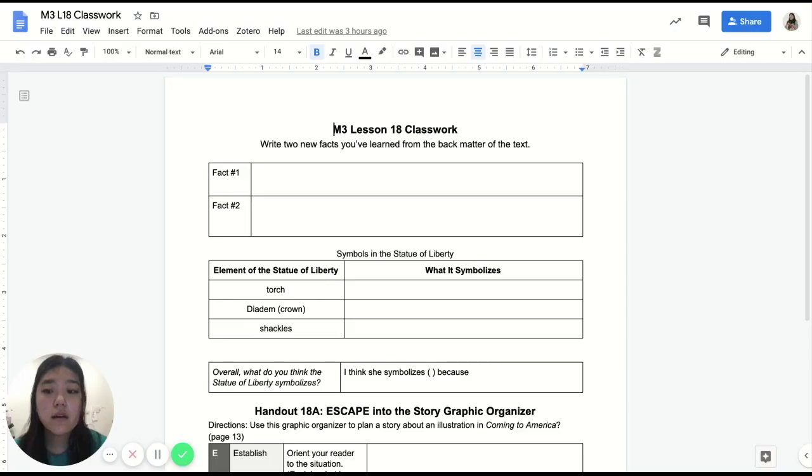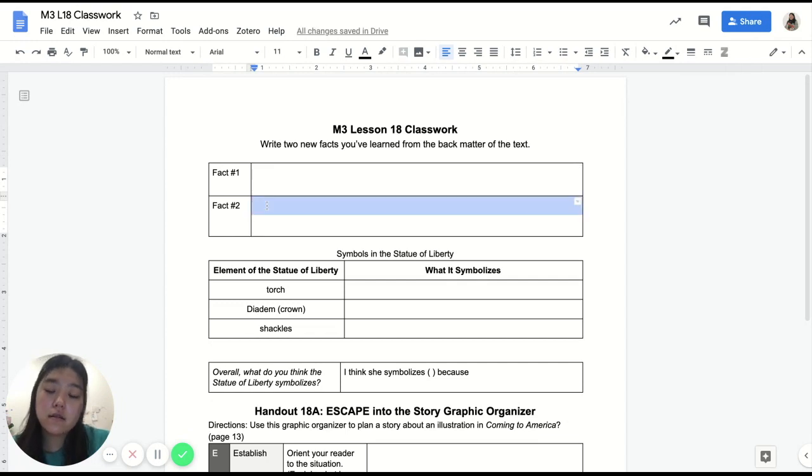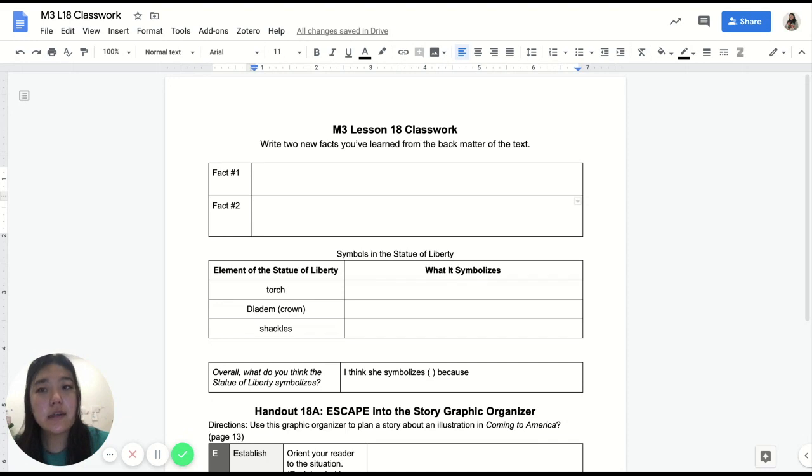So now that I've read the back matter to you, all 3 parts, what I want you to do for your first part of today's classwork is to write 2 new facts that you learned from the back matter. And I want you to write 2 new facts that speak to you, that are important to you. So I want you to write that here, in this table right here, and right here. So again, I want to emphasize that with the Google Doc, you're able to just type in directly. If you're using a tablet or an iPad, you have to download Google Docs in order to edit the doc directly. So please make sure you do that.